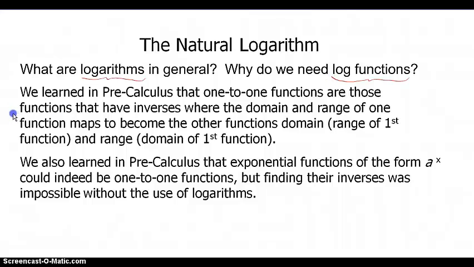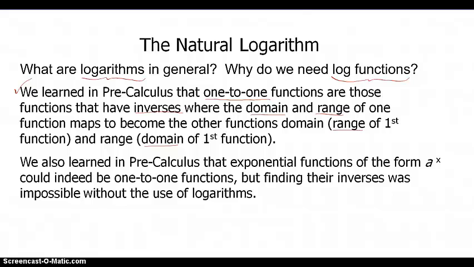Well, as a quick reminder, in pre-calculus, we learned that one-to-one functions are the functions that will have inverses. One-to-one means that they pass the horizontal line test. Remember that? So that when we reflect the graph over the line y equals x, the result will still be a function. So one-to-one functions will have inverses, and for inverse functions, the domain and range of one function become the range and domain of the inverse function. And we'll see that when we talk about natural exponentials and natural logarithms.